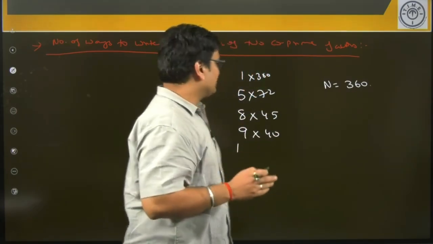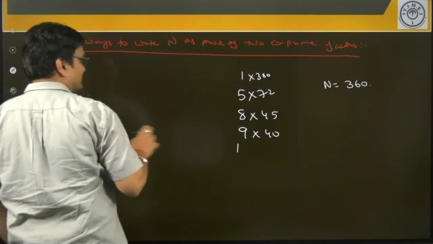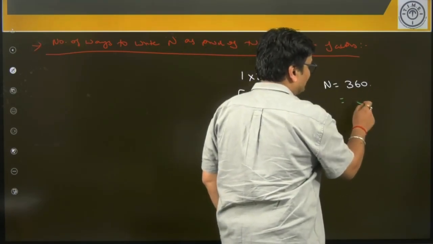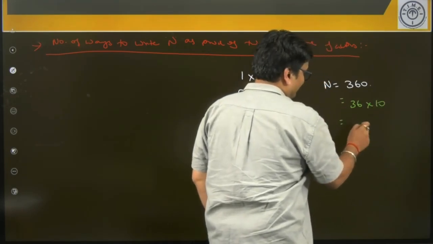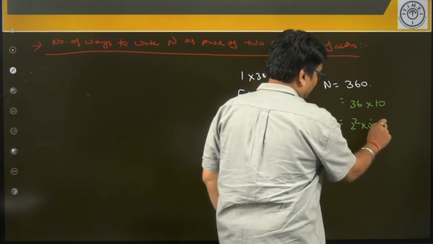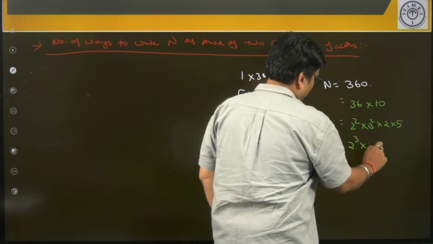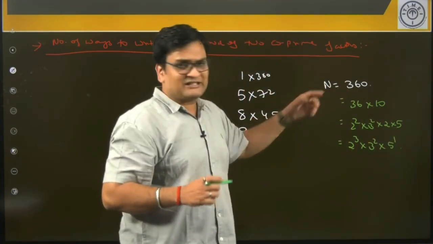But how do we get to this answer actually without manually counting it? There is a small method for that. By the way, 360 is made up of what? 360 is nothing but 36 into 10. Prime factorizing it: 2 square, 3 square, 2 into 5. So, 2 cube into 3 square into 5 power 1. This is what 360 is made up of.